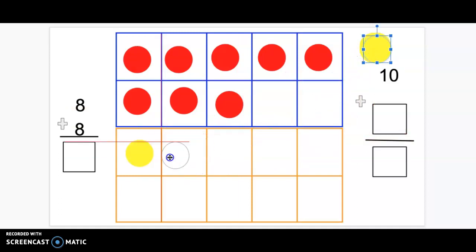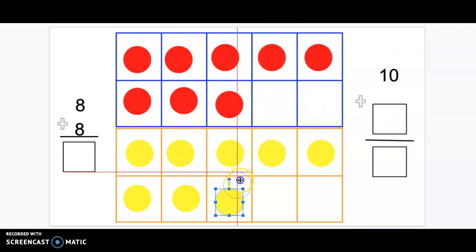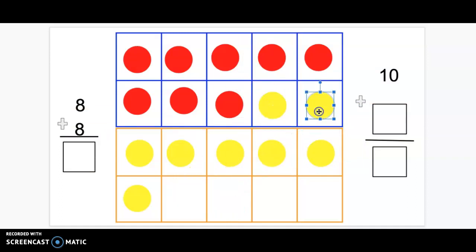There's 1, 2, 3, 4, 5, 6, 7, 8. Now again, let's complete this 10 frame to make 10. We do that by moving some of these counters. Here's 1, 2. Now we have 10 counters up here, which is represented here, 10, plus how many more are left here?